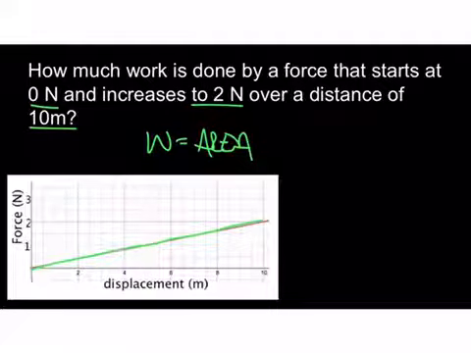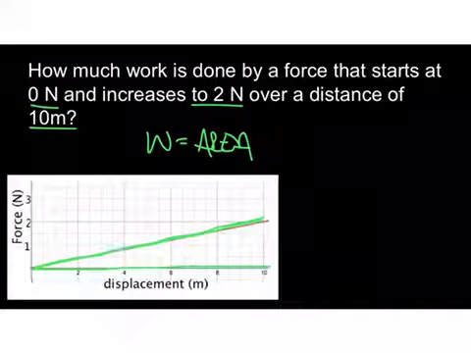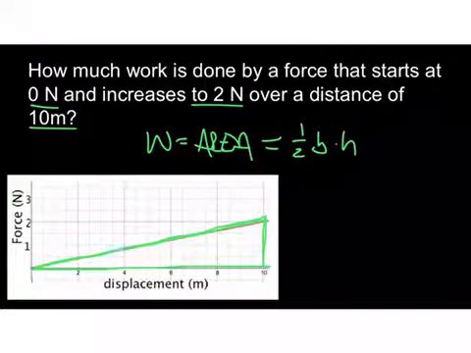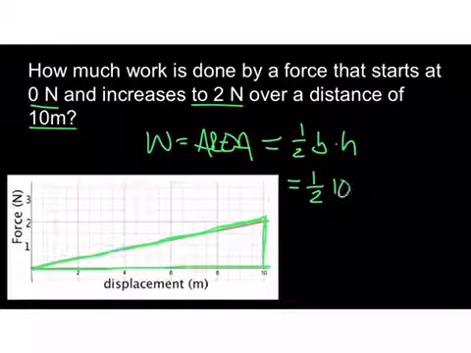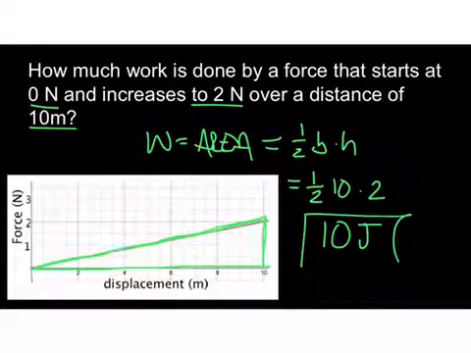When we get our area, the top and the bottom of the graphs always have to be the graph and the x-axis. And then we can draw a vertical line to close it off. So I have this triangle. So the area of a triangle is 1/2 base times height. So the area of this triangle is 1/2. The base is 10 and the height is 2. So that means that there was 10 joules of work done in this example.